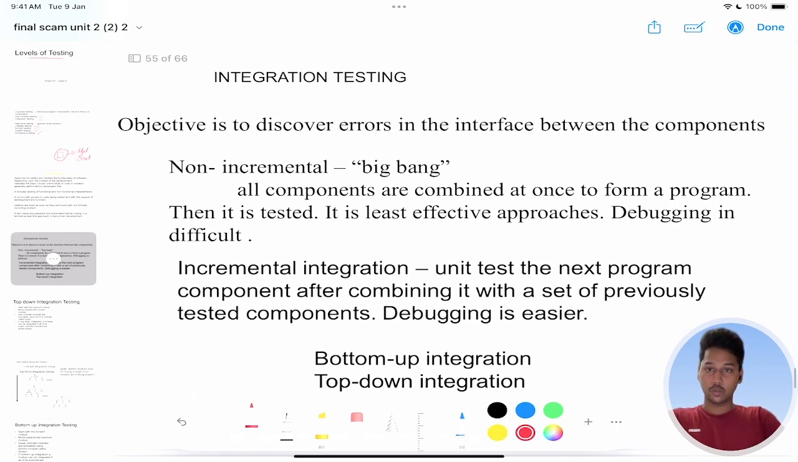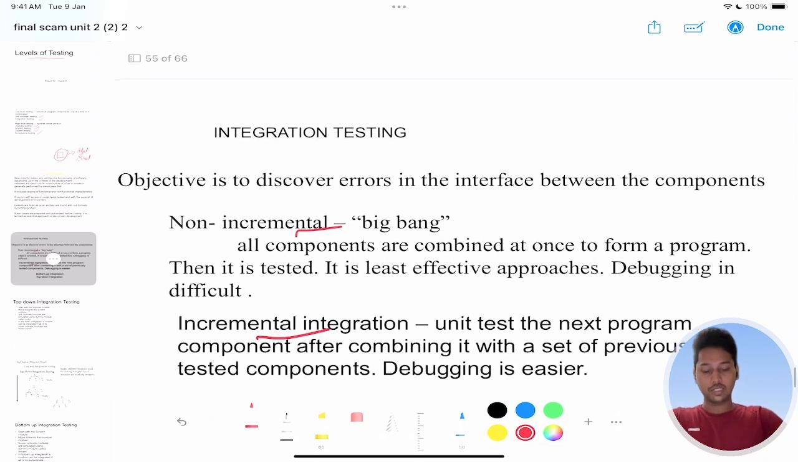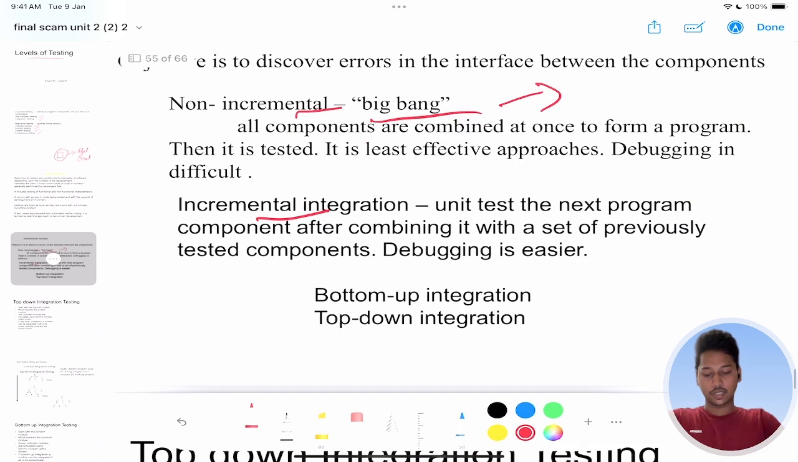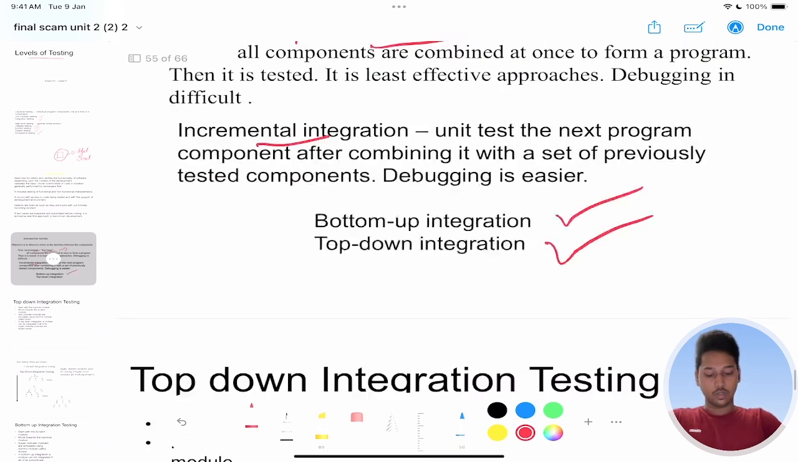Integration testing is basically of two types: non-incremental and incremental. Non-incremental is also called Big Bang. Big Bang is combining all the modules and then testing them together. This has problems because all modules are integrated together and then tested, so each interaction between the modules is not considered here. So we'll go with incremental integration testing, which is of two types: bottom up and top down.